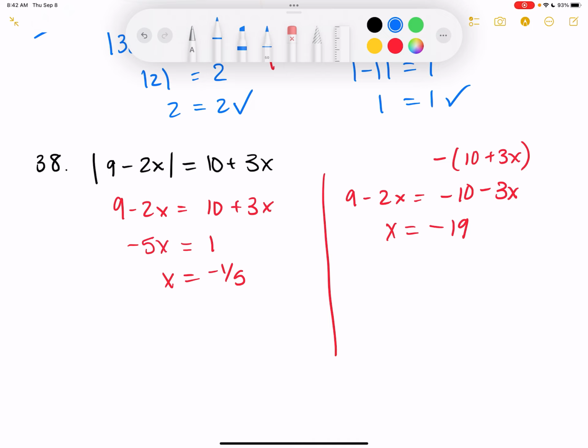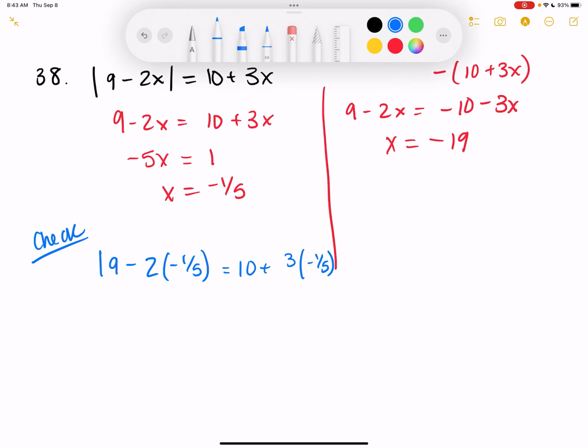Obviously, fractions aren't fun, but unfortunately we have fractions. So we're going to check it. So we have the absolute value of 9 minus 2 times negative 1/5 equals 10 plus 3 times negative 1/5. So 19 plus 2 over 5 equals 10 minus 3 over 5. And remember, you have to just work your way down the left side and work your way down the right side. Don't start moving stuff around. Leave it where it is. So I need to get a common denominator.